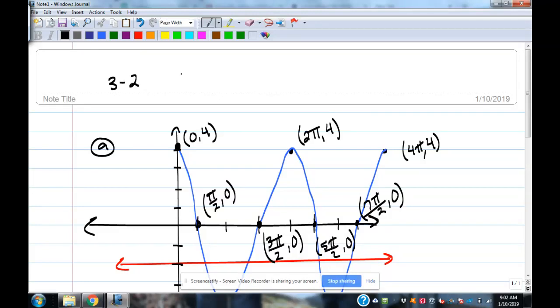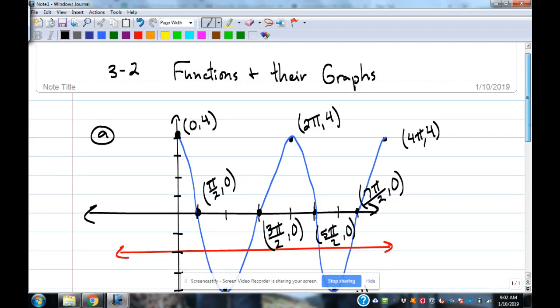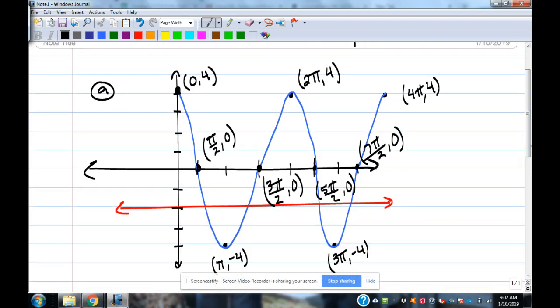All right, 3-2. We're going to talk about some functions and their graphs. So we have a graph. That handout I gave you is a graph that we're going to refer to. Mine has a little color to it, just so we can refer to different things.